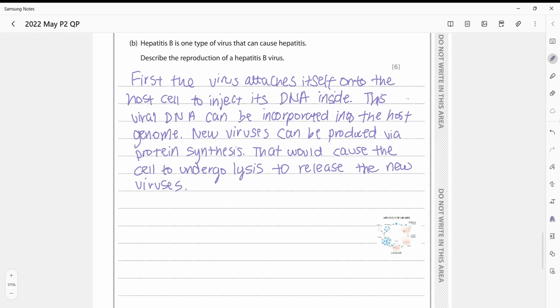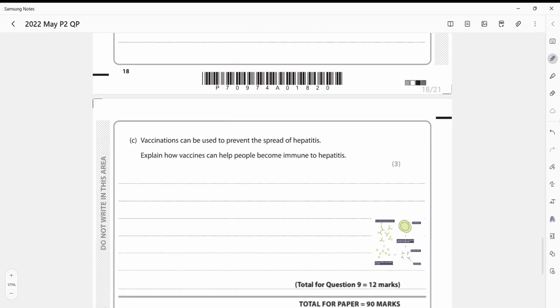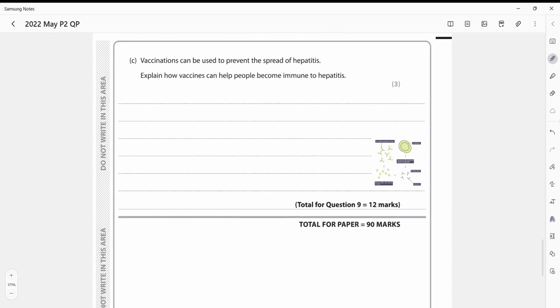So let's go through the points here. We got the virus attaches itself onto the host cell, that's 1 mark, and inject its DNA inside, that's 2 marks. The viral DNA can be incorporated into the host genome, that's a 3rd mark. New viruses can be produced, 4th mark, via protein synthesis, that's a 5th. Undergo lysis, that's a 6th mark. To release the new viruses, that's the 7th mark. Okay, and lastly, let's go on to the last question, part C.